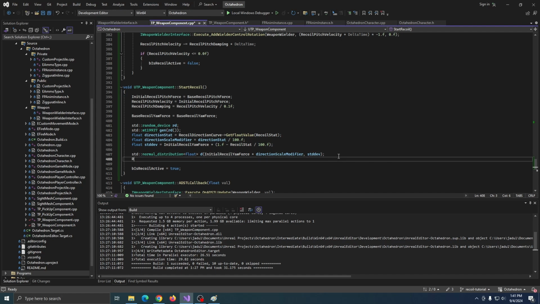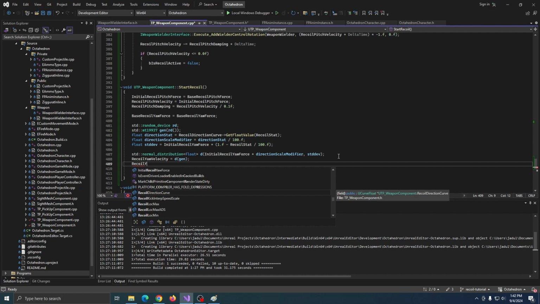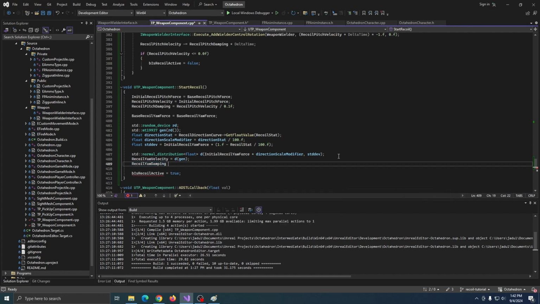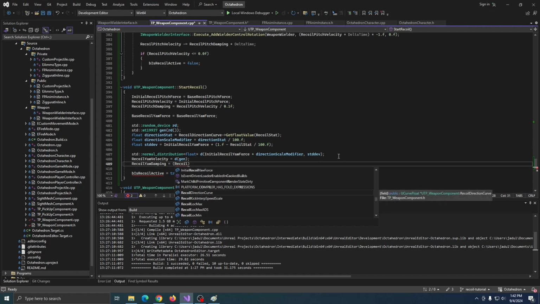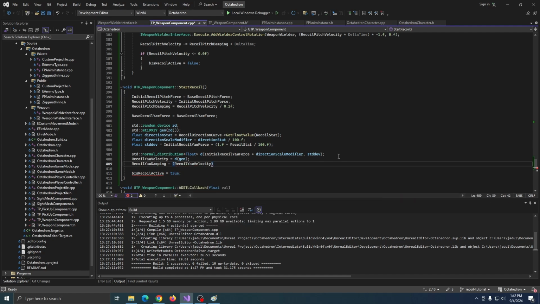All right, so the recoil yaw velocity, we're gonna generate this from this distribution, the gen, and then the same thing that we did, the damping value is going to be the recoil yaw velocity times negative, because to dampen it, we want to dampen it in the opposite direction, right? And so we multiply it with a negative number, and we divide it by 0.1 because we want it to happen within 1/10 of a second.